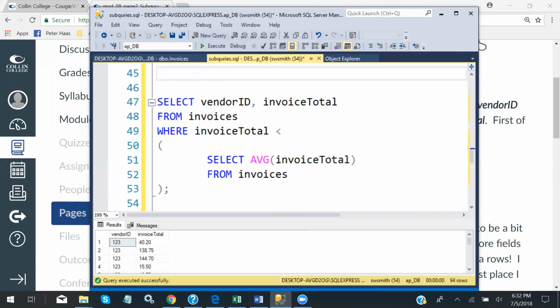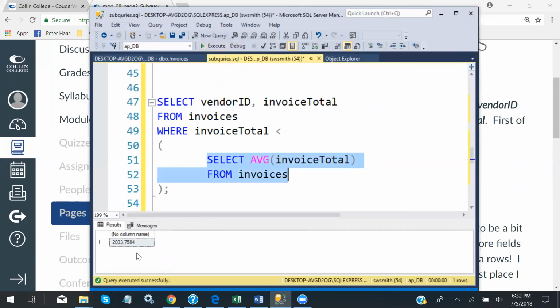Okay, and when we do the average, do you add them all up for one vendor or for all the vendors? Good question. This one right here just says average, so this is all of the invoices, not vendors. That means all the vendors, all the invoices. If I were to execute this query right here, and this is the nice thing about a subquery, I can execute just the subquery, and I can see that the average invoice total is $2,033.76, rounding to the penny.